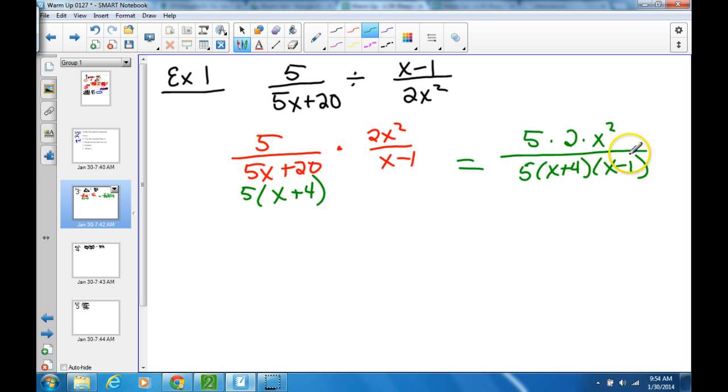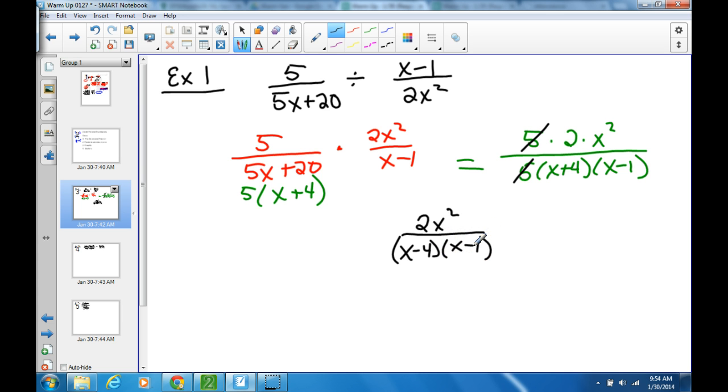So what can I get rid of now at this point? The 5s. Is there anything else I can get rid of? No. So my answer in this case is going to be 2x squared over x plus 4 and x minus 1.